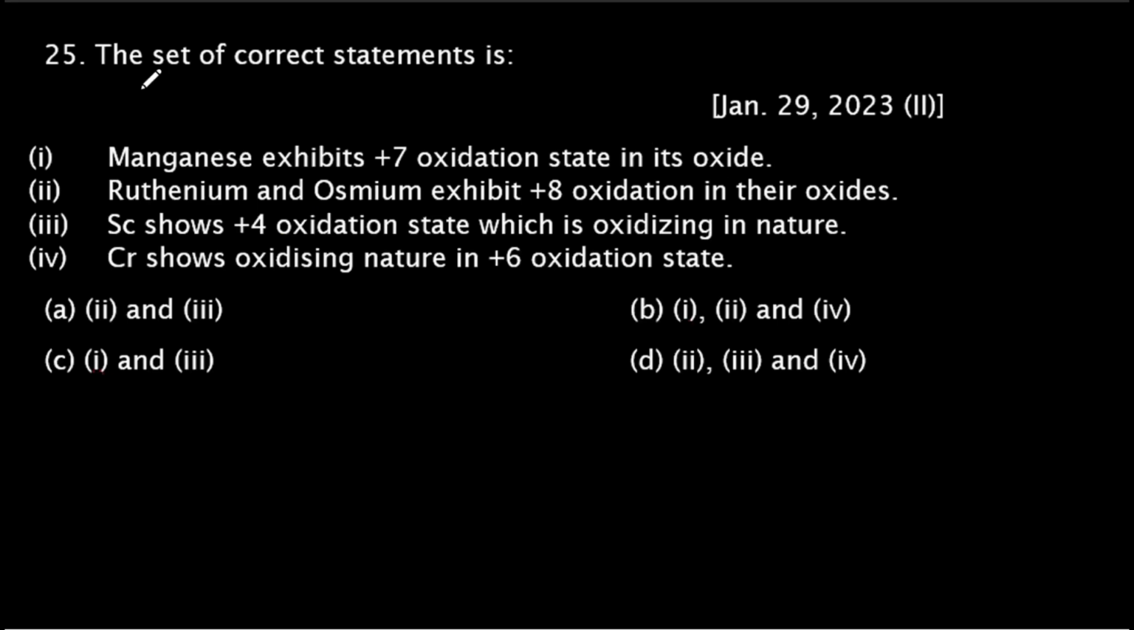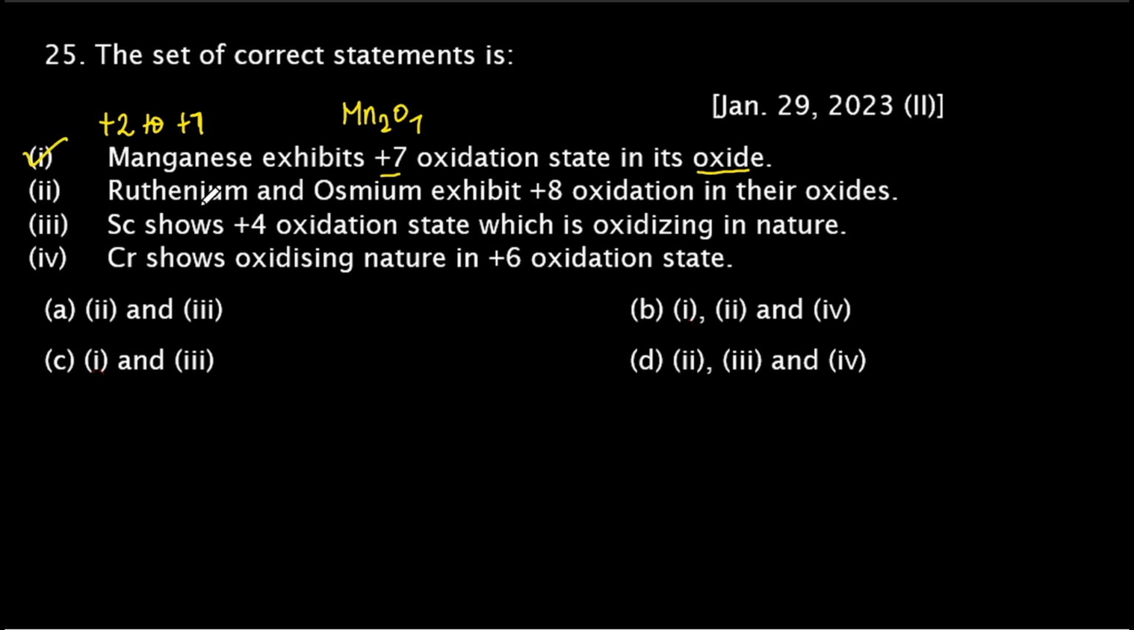The next question is, the set of correct statements is manganese exhibits +7 oxidation state in its oxide. So we already saw that the higher oxidation states are stabilized by the oxide ion, and in case of manganese, it exhibits the oxidation state from +2 to +7, and the +7 oxidation state exhibits only in the oxide form and in the compound Mn2O7. We know that oxygen has the ability to form multiple bonds with the metal, so it is easier to stabilize the higher oxidation state. So the first statement is correct.